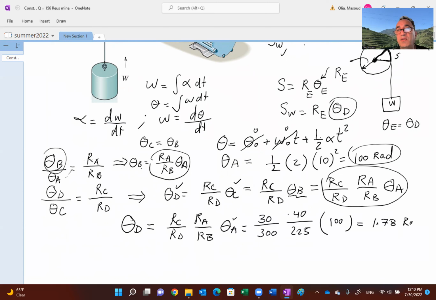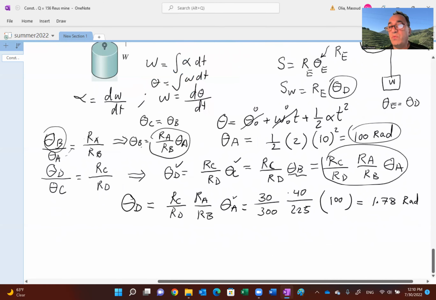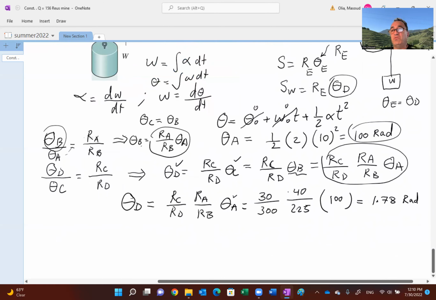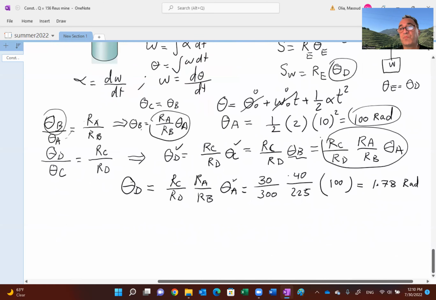So basically, the motor is giving you 100 radians of rotation in 10 seconds, or at least the shaft of it. But actually, we're doing this through reduction. So basically, it's reduced by, it looks like, more than 50 times reduction. From 100 to, say, 1.78, more than 50.